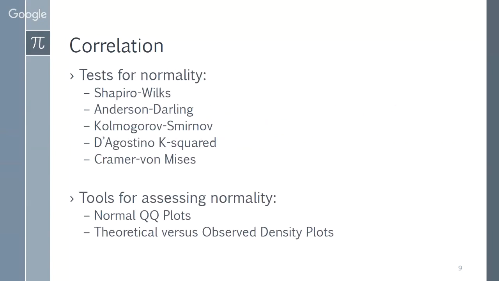A quick review of tests for normality. Remember, Pearson's correlation coefficient assumes bivariate normality, which essentially just means that if we're calculating the correlation coefficient on two quantitative variables, both of those quantitative variables need to be normally distributed. So here are some tests. Again, Shapiro-Wilk is my go-to if I'm doing a test. But in this class, we are focusing on using QQ plots and theoretical versus observed density plots.